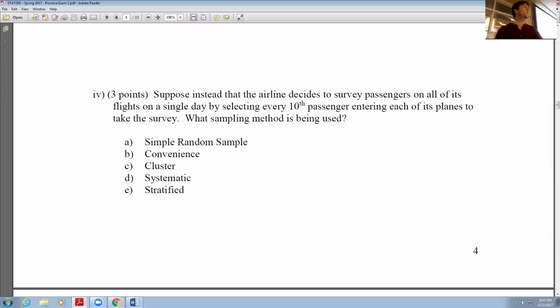I want to make clear if it did say choose a random starting point, that is not multi-stage. Multi-stage is when you would maybe choose every 10th cluster, like every 10th flight that day. That'd be multi-stage, where we're systematically choosing every 10th flight, and the flight is the cluster.